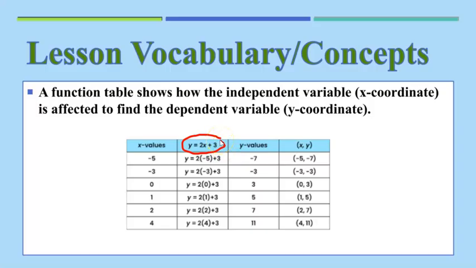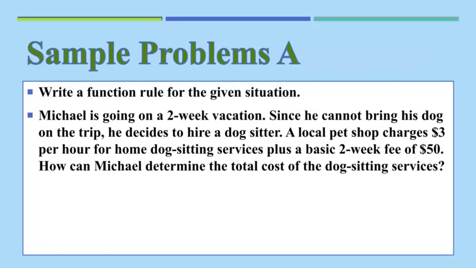If I put any number in for x, I have to multiply it by 2 and then add 3 to it. And then it tells us our x values here and what the outcome would be, our y values there. And that gives you an ordered pair in the end. So let's take a look at an example. We need to write a function rule for the given situation.